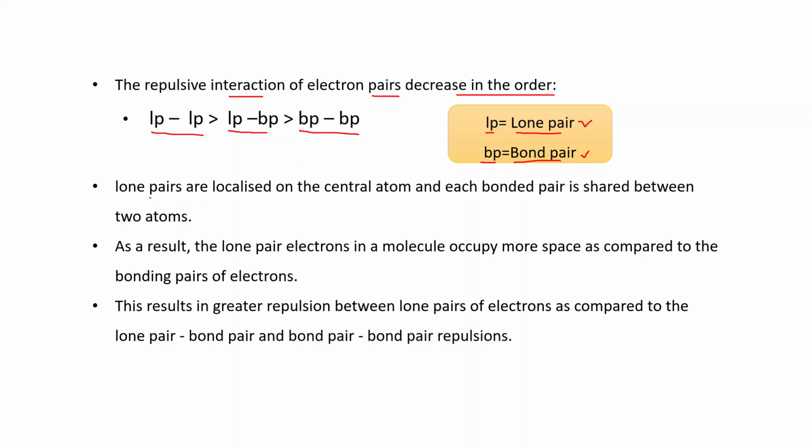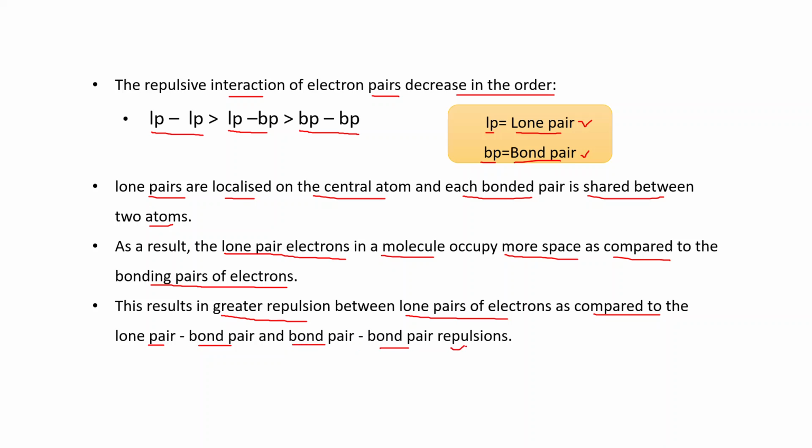How? Lone pairs are localized on the central atom, and each bonded pair is shared between two atoms. As a result, the lone pair of electrons in a molecule occupy more space as compared to the bonding pairs of electrons. This results in greater repulsion between lone pairs of electrons as compared to the lone pair-bond pair and bond pair-bond pair repulsions.